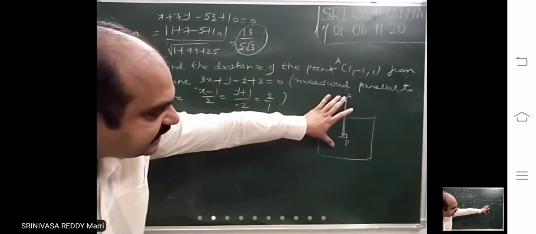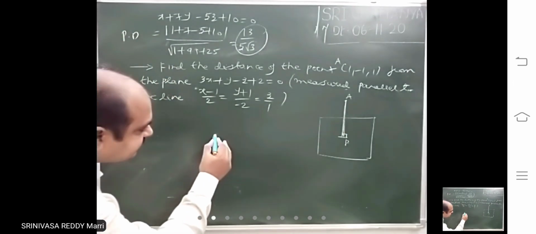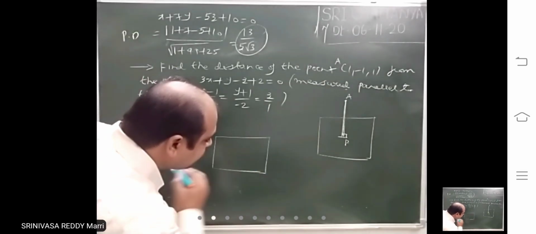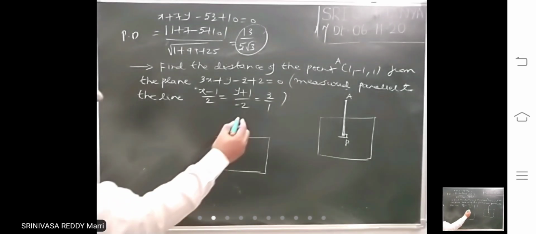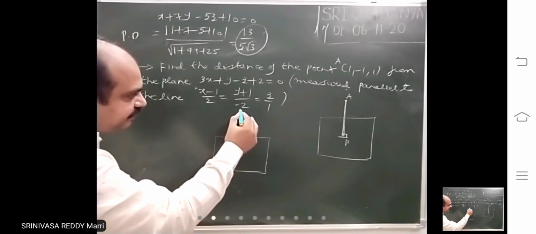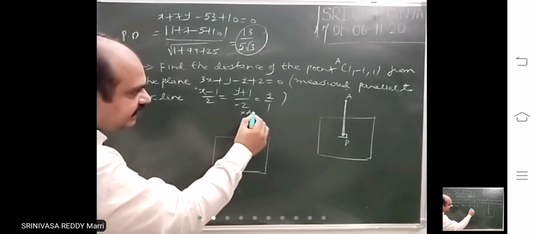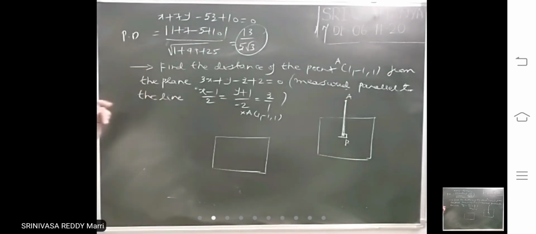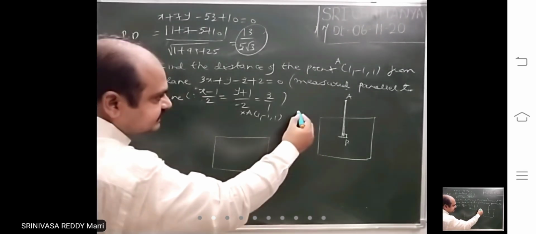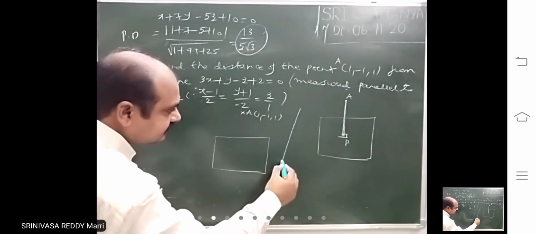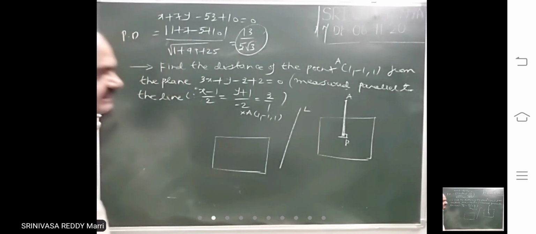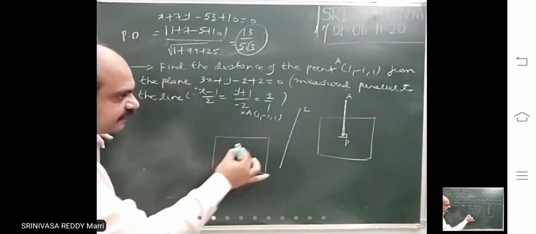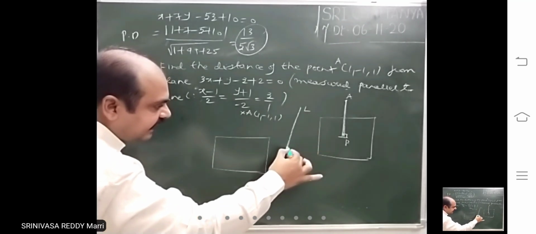Now he is not asking this distance. He is asking the distance... Look, the plane is there. Observe carefully, very important. So there is a point like this, 1 minus 1 1, and there is some line, let us say this is L. Now what he is asking is the distance of this point to the plane measured parallel to this line.